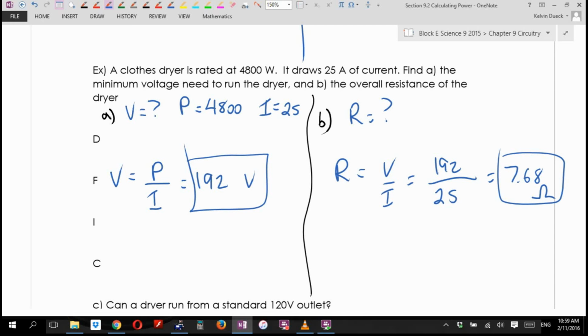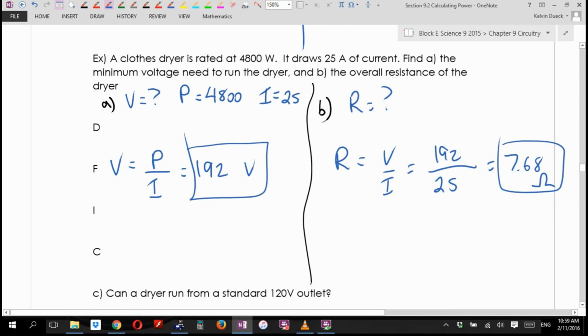So here's my question. If these numbers are accurate, I've looked them up on the dryer at my house. Could a dryer run from a standard 120 volt outlet? How many volts does it need? 190. So now you're starting to see why certain things plug into certain stuff.